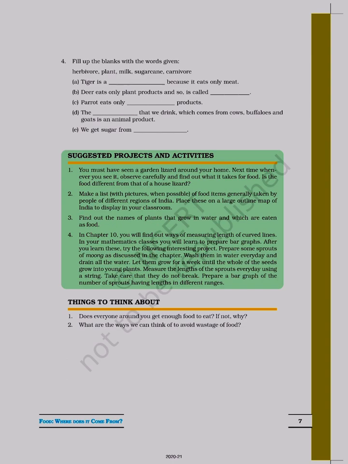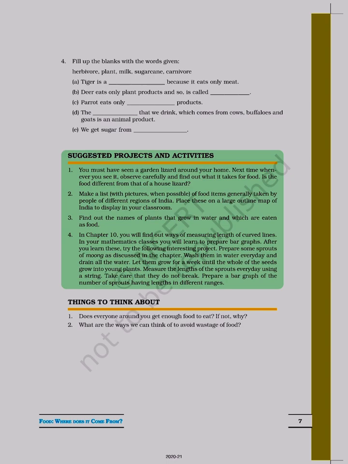Suggested projects and activities. 1. You must have seen a garden lizard around your home. Next time, whenever you see it, observe carefully and find out what it takes for food. Is the food different from that of a house lizard? 2. Make a list with pictures when possible of food items generally taken by people of different regions of India. Place these on a large outline map of India to display in your classroom. 3. Find out the names of plants that grow in water and which are eaten as food.